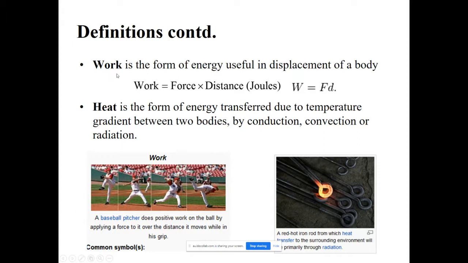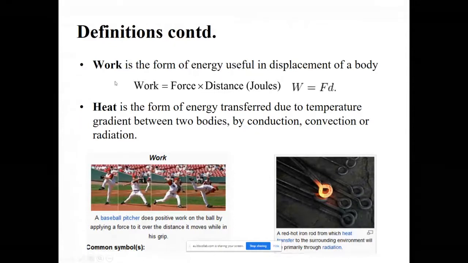According to the definition, work is the form of energy useful in displacement of a body. According to the definition formula, work is the force times the displacement in the direction of the force. Then we can calculate work. You can see a baseball pitcher does positive work on the ball because there is displacement or movement of the ball. It's giving it a force, and in the direction of the force, it moves.